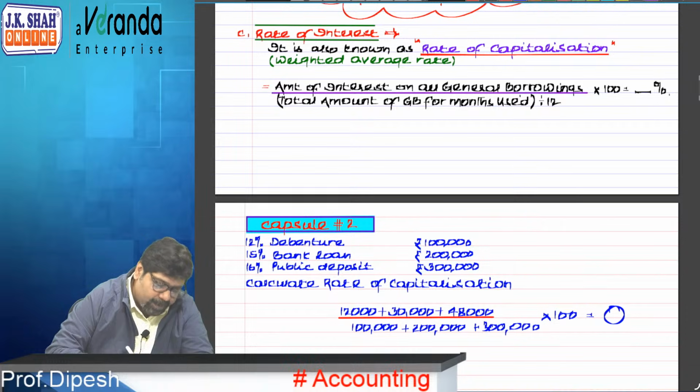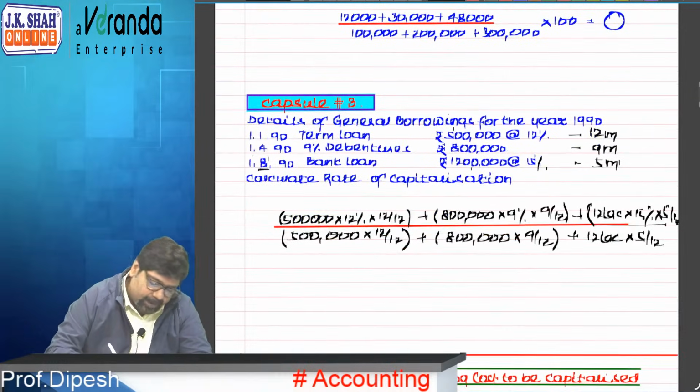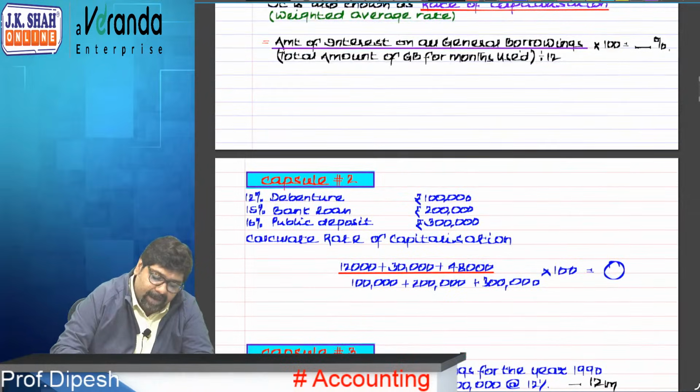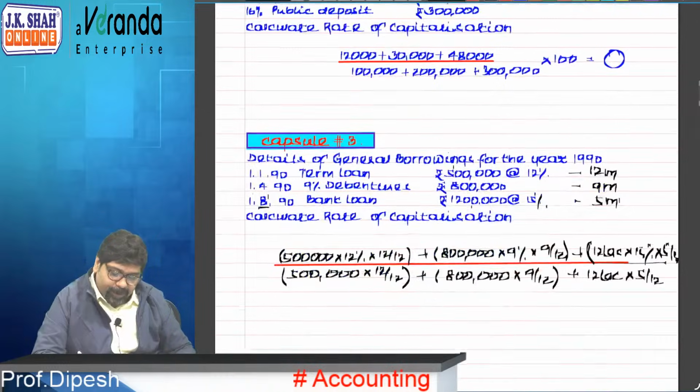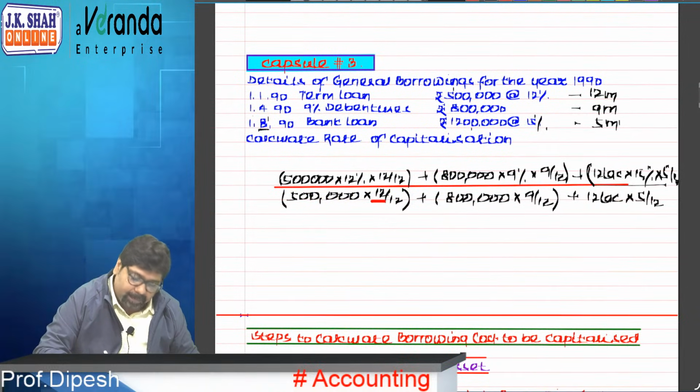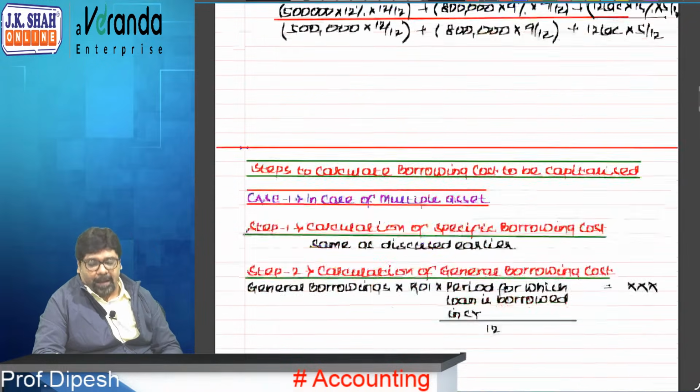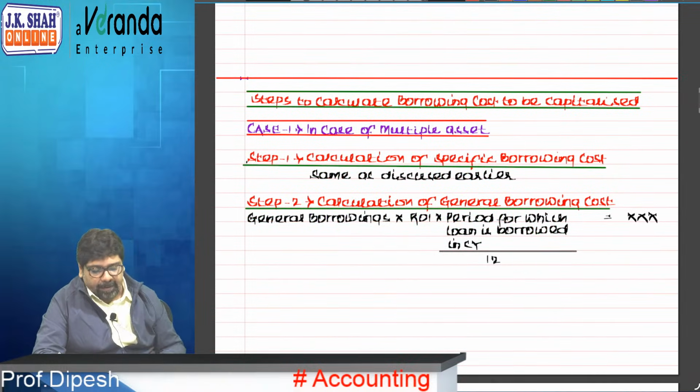Amount of interest on all general borrowings. So on this general borrowing, we will calculate interest for 12 months, on this general borrowing for 9 months, and this general borrowing for 5 months. Divided by total amount of general borrowings for months used divided by 12. So this is used for 12 months, this is used for 9 months, and this is used for 5 months. Am I clear? Yes, sir.